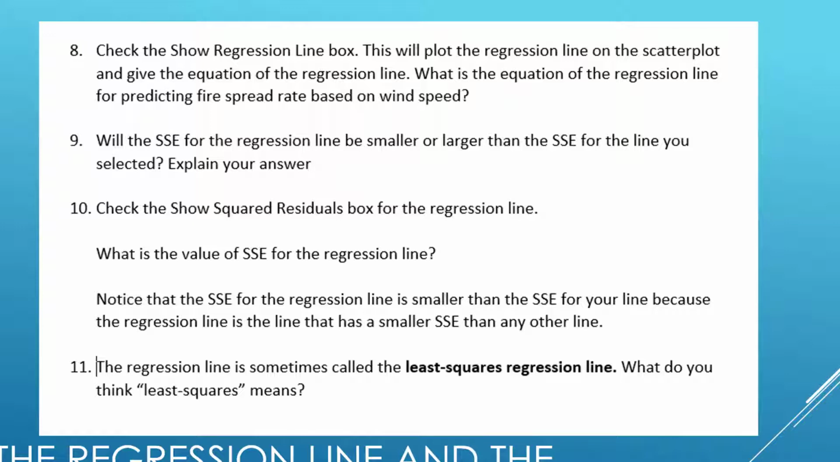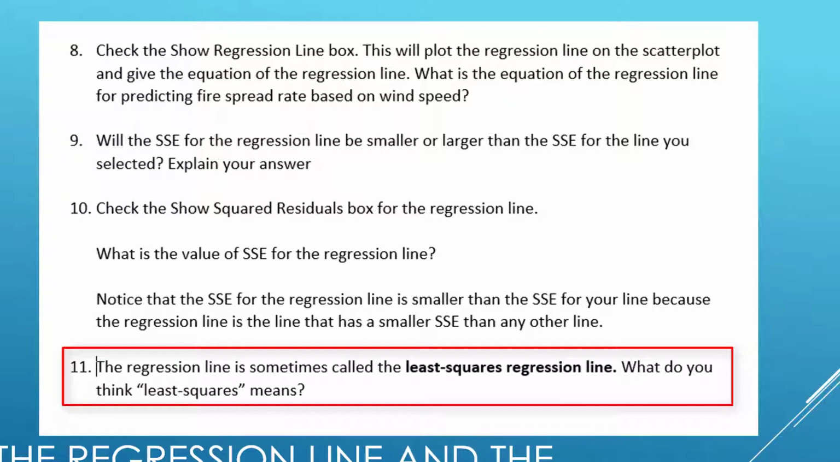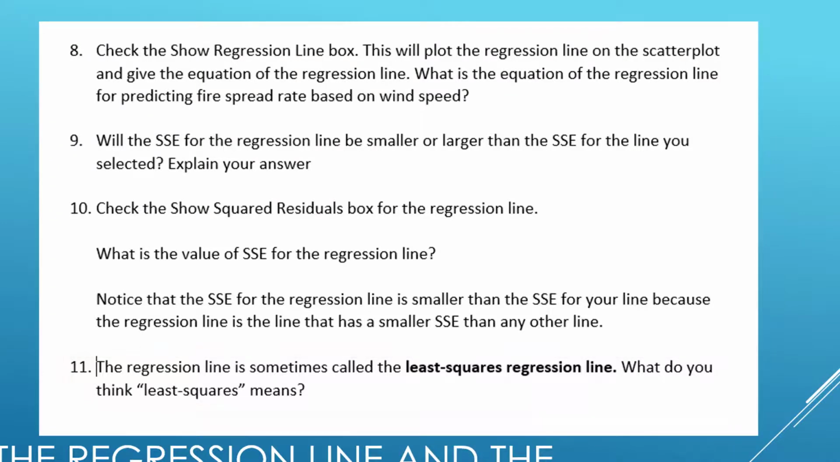The final questions in this part of the fire spread activity develop an understanding of the meaning of least squares when it's used in the phrase least squares regression line. Once students have used the app to find the equation of the regression line, if time allows, you might ask them to calculate the difference between the SSE for their line from earlier in this part of the activity and the SSE for the regression line. Ask students to share the differences either in class or in the chat if you're teaching online.